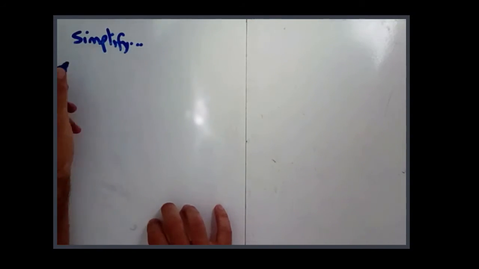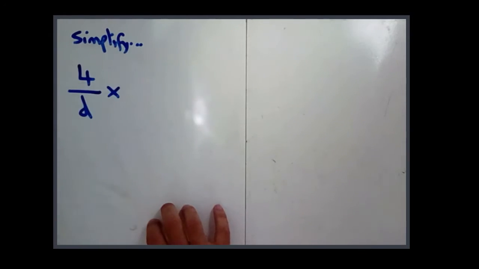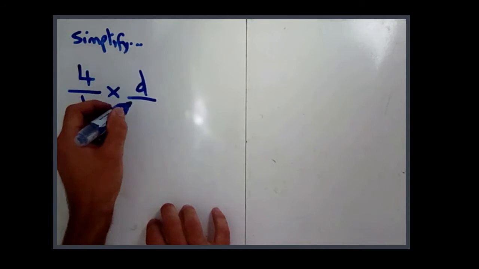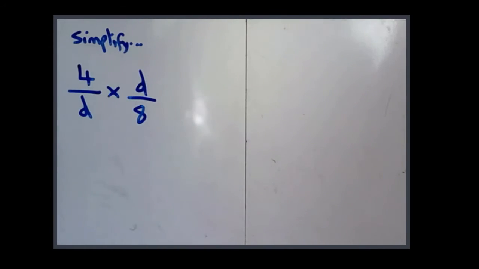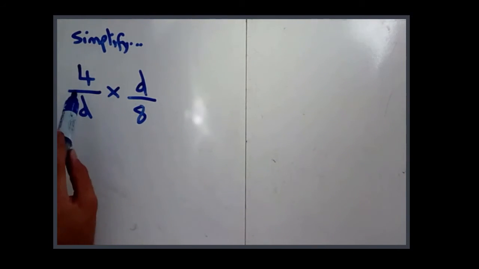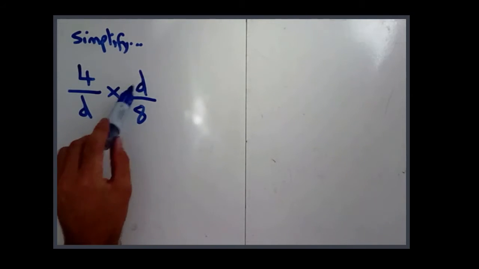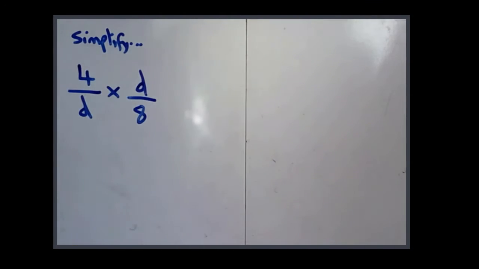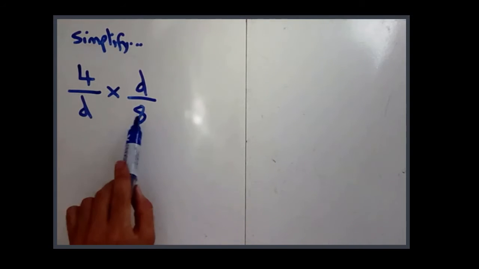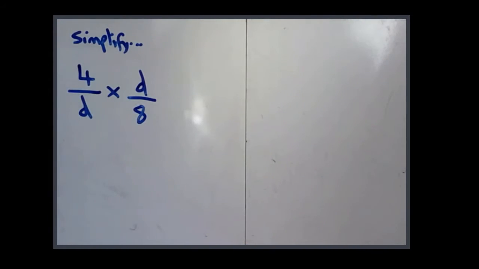And the first one is 4 over d times d over 8. Okay, so when you have two fractions being multiplied together, you can cancel anything in the top with anything in the bottom, provided they have common factors. So we could look at the 4 and the d and see if they have any common factors, or the 4 and the 8, or the d and the d, or the d and the 8, right? The only thing you can't do, you can't look at this d and this 8, or this d and this 4. You can cancel anything in the top with anything in the bottom.